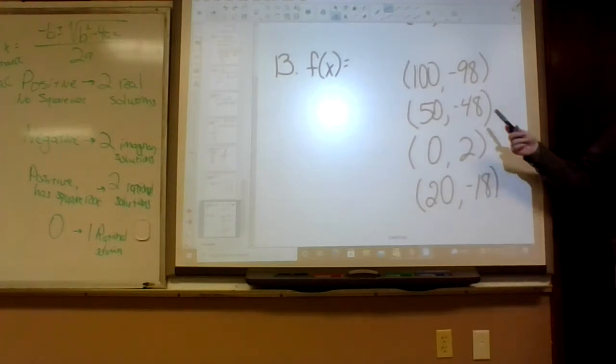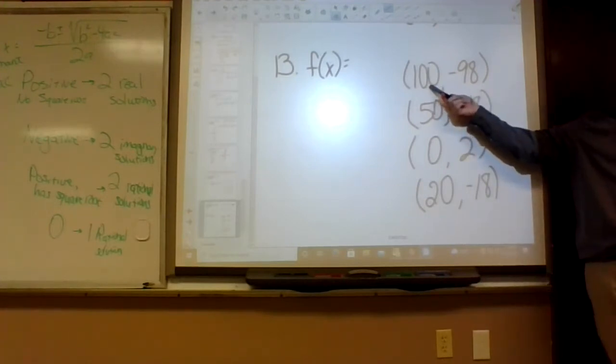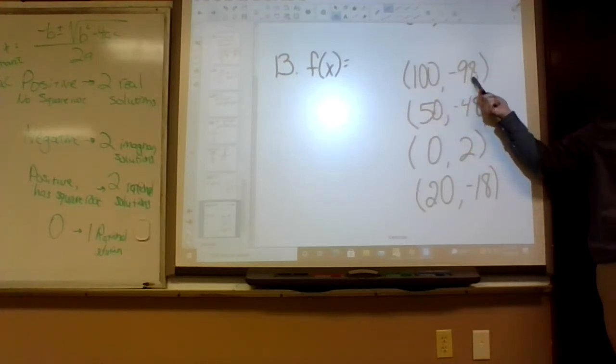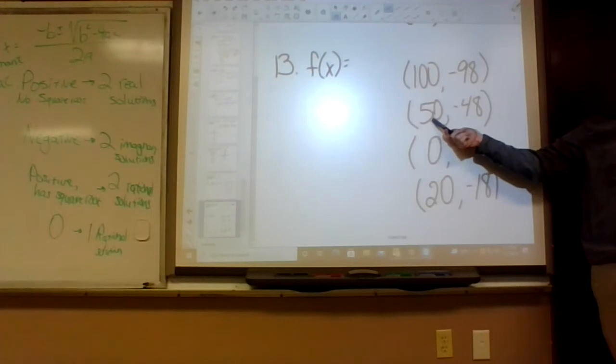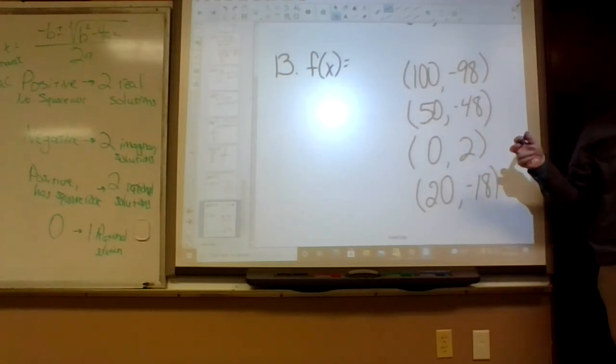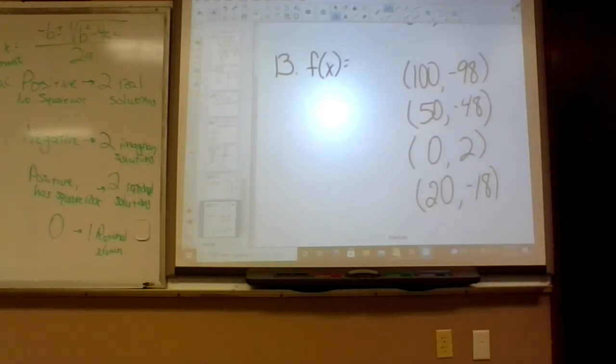Would that work? What's 100 times -1? Negative 100. And then add 2? Negative 98. 50 times -1, negative 50, plus 2, negative 48. Okay. Can't you also subtract 2 and then multiply by -1? Well, that's the same thing you did.